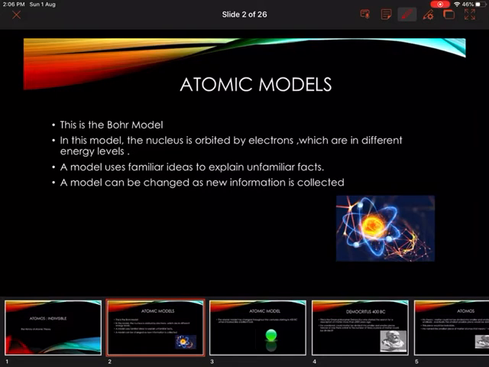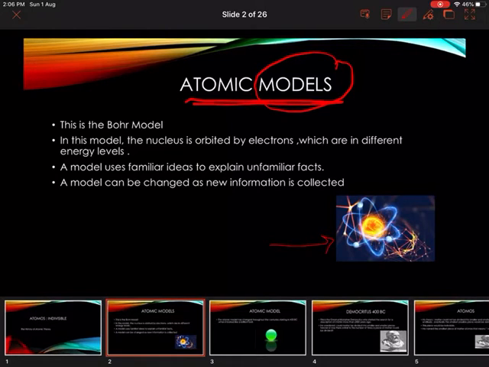We want to talk about the atomic models first of all. First of all, what's a model? When scientists want to talk about something, they materialize it in a model familiar to them, to explain something which is not familiar to them. Like here, this is the Bohr model of the atom. So he used a familiar idea to explain something which is not familiar.